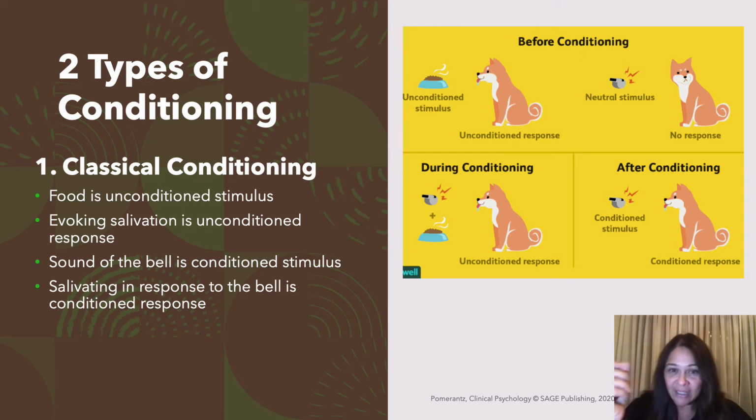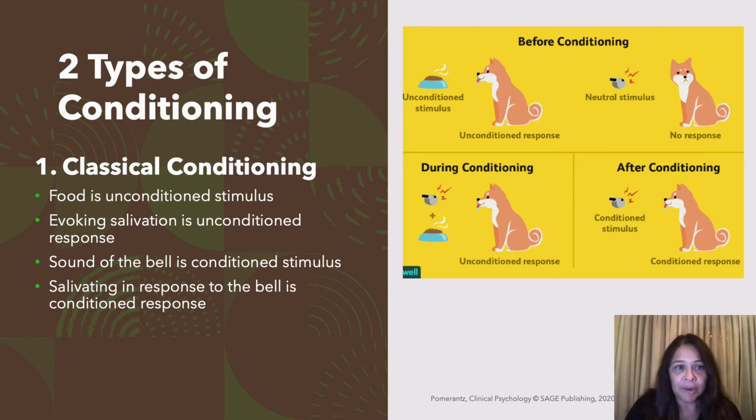So when you look at a bell, it's just a neutral stimulus. If you have the bell by itself, or in this visual here, a whistle, and you blow that whistle, the dog is going to do nothing. He's going to have no response. He might look at you and say, why did you do that? But he's certainly not going to salivate.